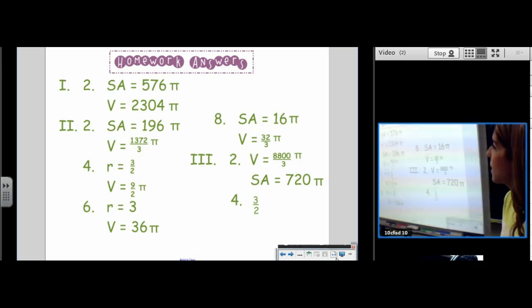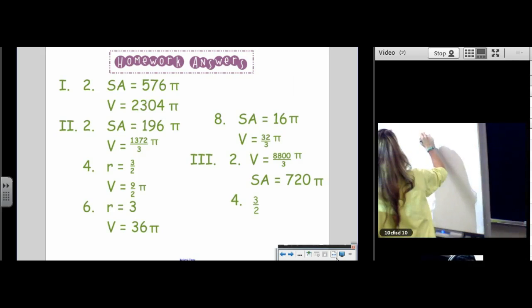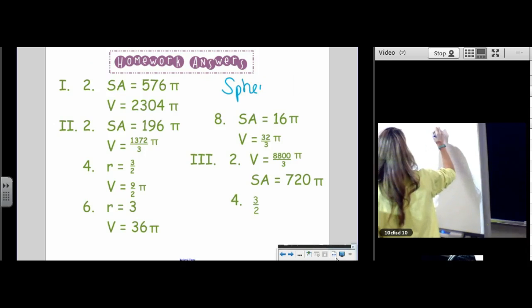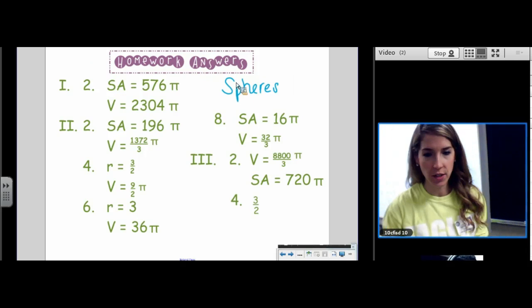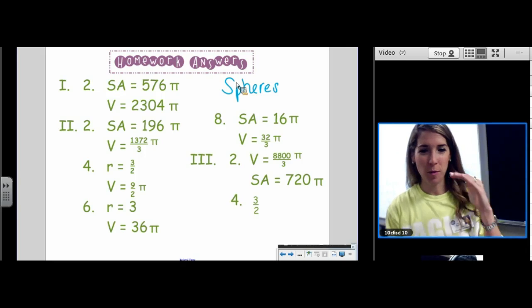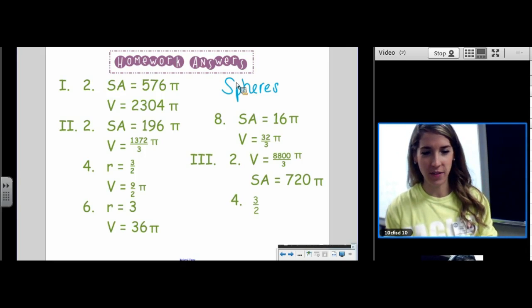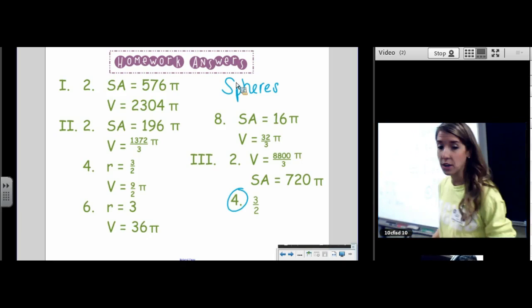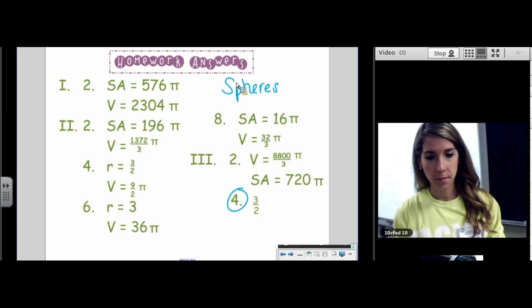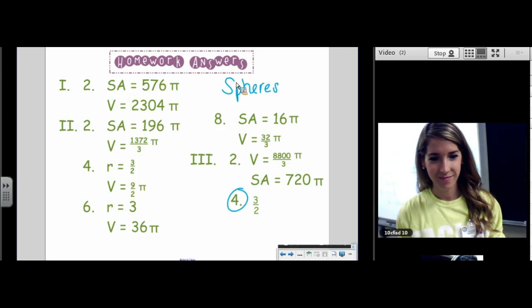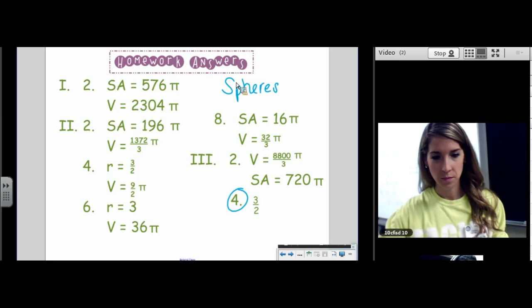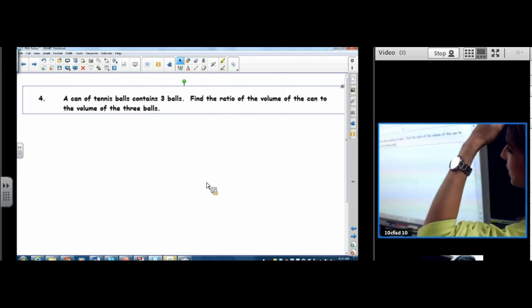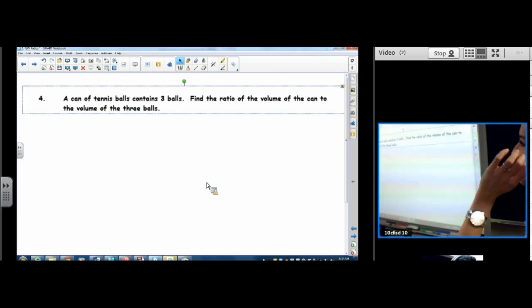So your homework last night was spheres. So here are the spheres, evens, answers. My favorite one was Roman numeral 3, number 4. That one's really fun. I'll probably work this one no matter what. Is there another one you need me to work? All right, let's look at the very last problem on your homework, number 4.